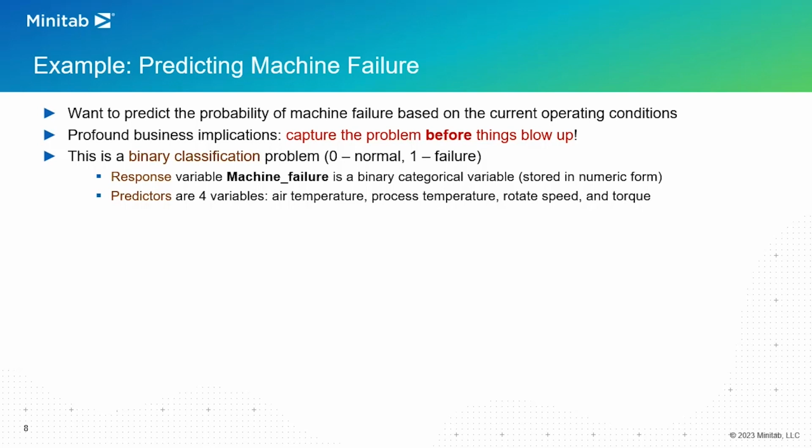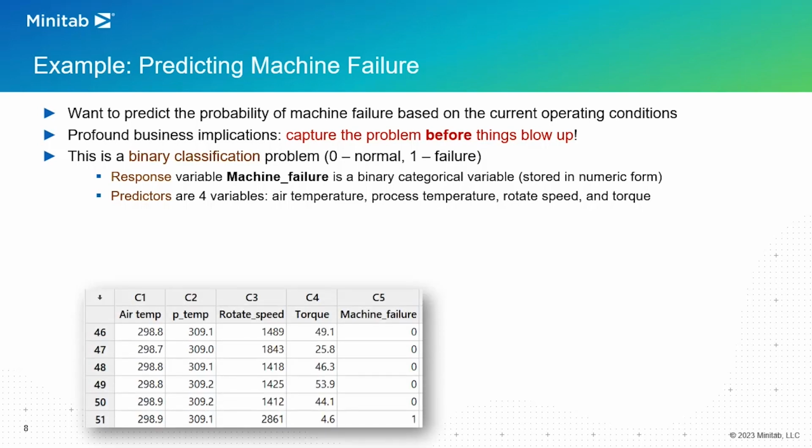In this case, we deal with a binary classification problem, so the response variable is machine failure, coded as 0 versus 1. 1 stands for failure. And we have 4 available predictors. We have 2 different measures of temperature. We have a measure of rotation speed and a measure of the torque applied to the blades or the internal mechanism, or whatever it is that we're dealing with.